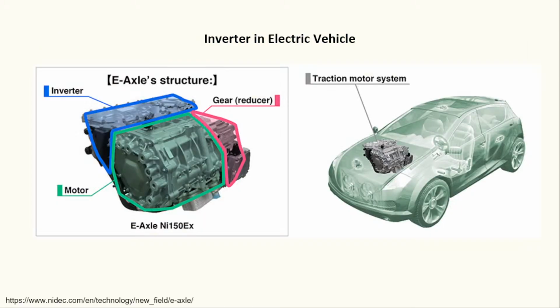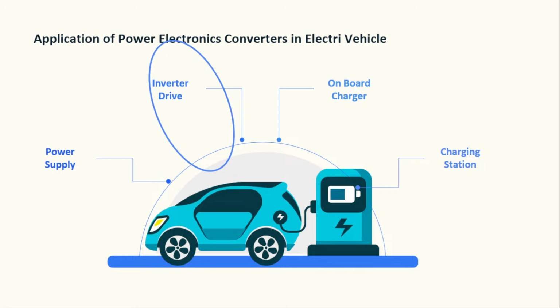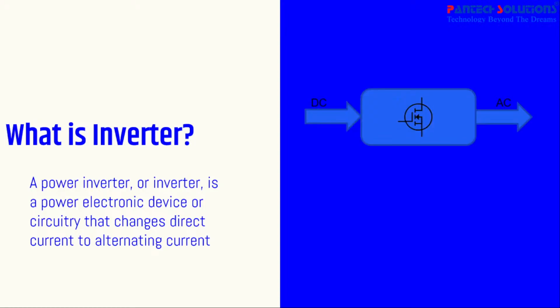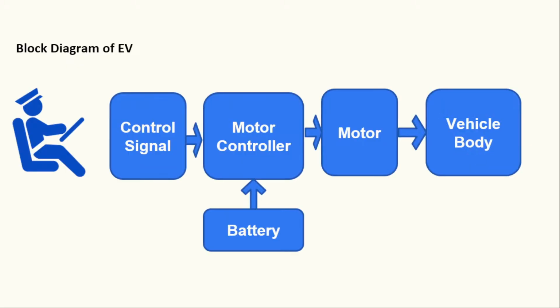Coming to our topic, if you want to run an AC motor, we have to convert DC to AC. That is the inverter function. An inverter is a power electronic device or circuit that changes direct current into alternating current. Got it? Just observe the block diagram once more. We already discussed it: the control signal goes to the motor controller, then to the motor and vehicle body.